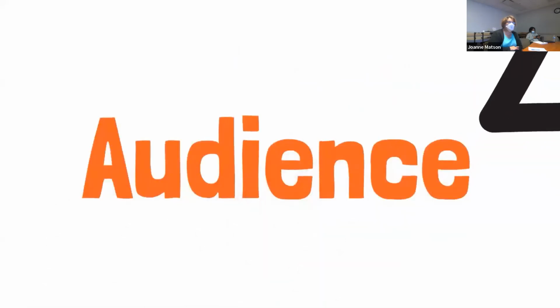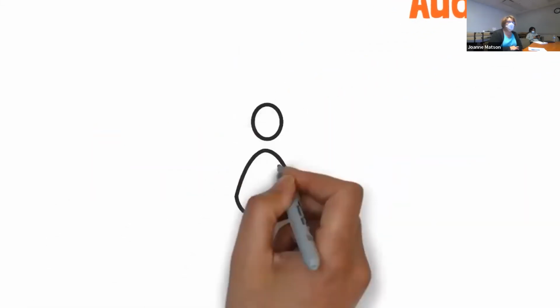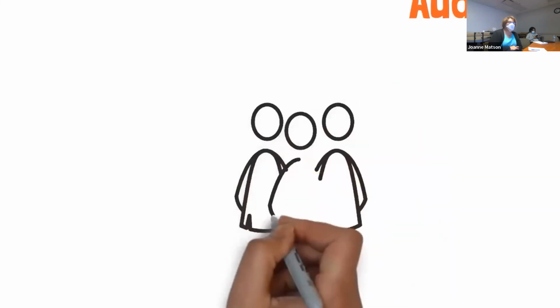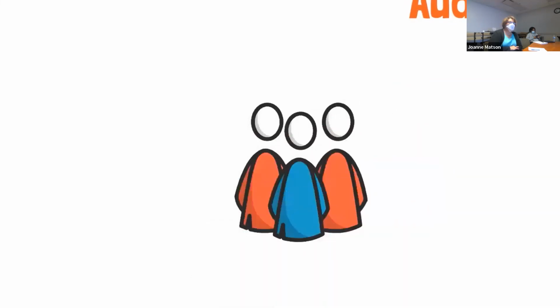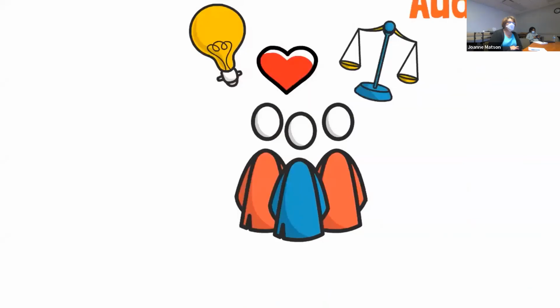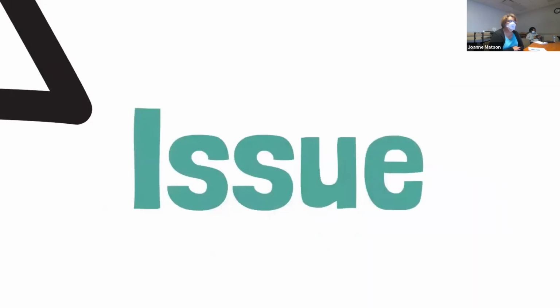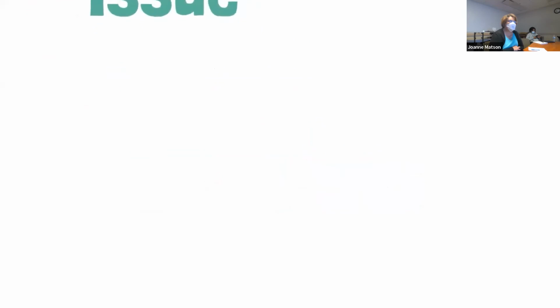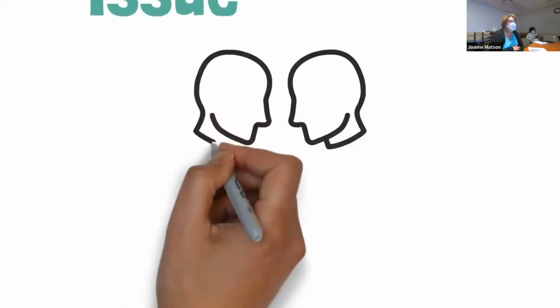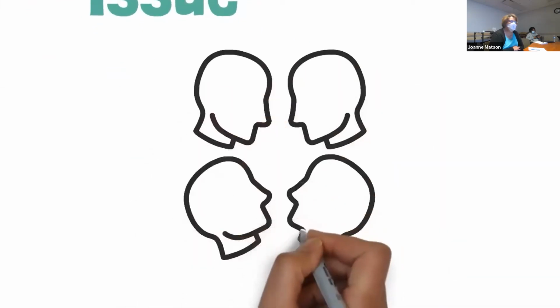The next point on the triangle is the audience, or the people or groups that the writer is trying to reach. Just like the writer, the audience also brings their own ideas, emotions, and values to a piece of writing. So it's important for the writer to consider their audience carefully when making decisions about the text. The final point of the rhetorical situation triangle is the issue, or the topic being discussed. This may seem obvious, but many topics have been discussed long before a single writer starts to write.